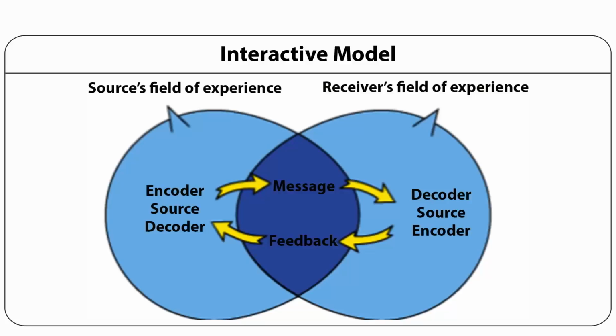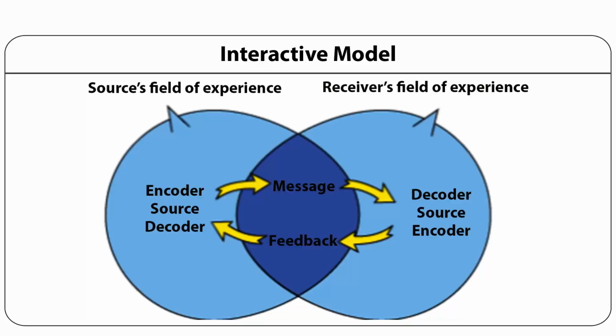Schramm 1955 and Osgood 2009 came out with a more interactive model that saw the receiver or listener providing feedback to the sender or speaker. The speaker or sender of the message also listens to the feedback given by the receiver or the listener. Both speaker and listener take turns to speak and listen to each other. Feedback is given either verbally or non-verbally or in both ways.